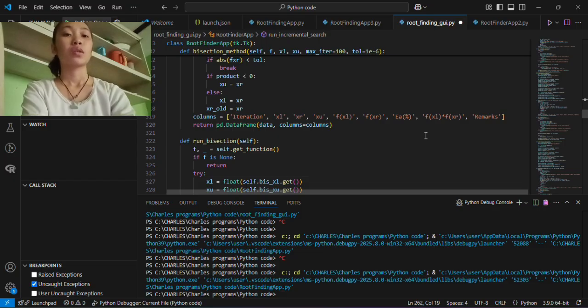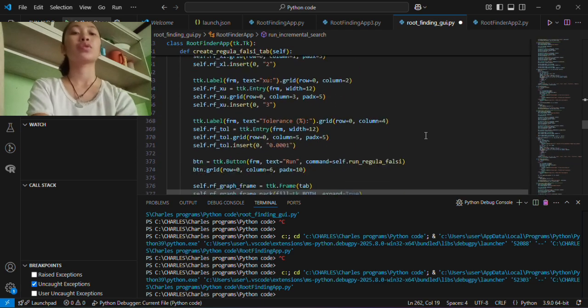Bisection is the code that systematically narrows the interval by splitting in half and choosing the subinterval containing the root. It tracks errors and stops once the root is found within the required accuracy.